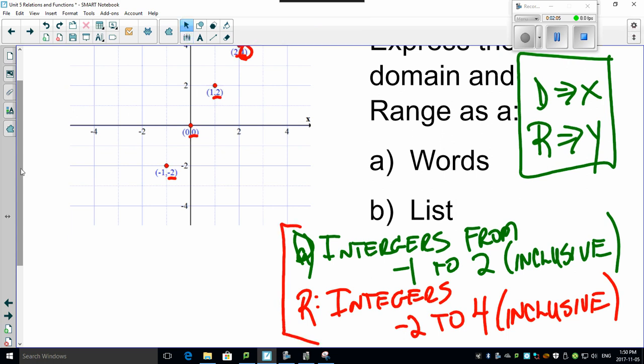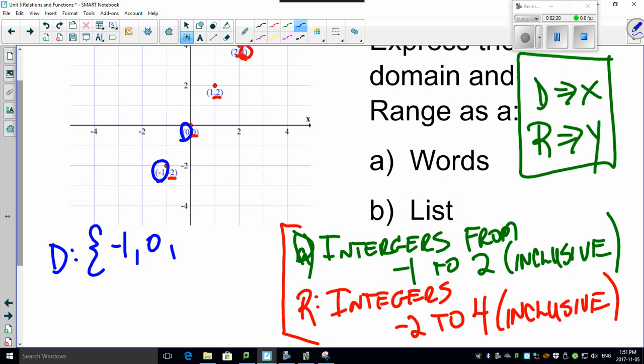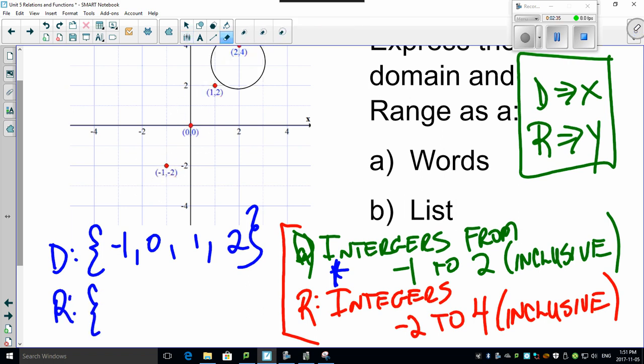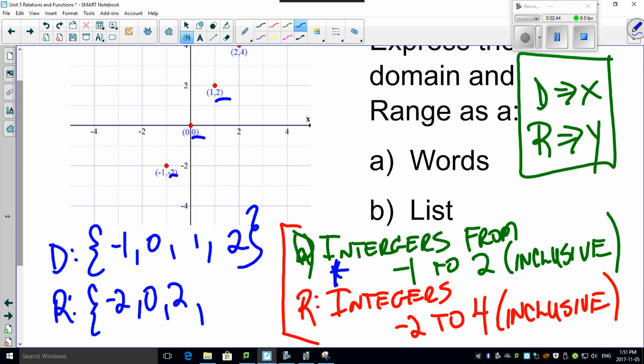Okay, let's use a list. You'll like a list a lot better. A list means, okay, here's domain, give me a list of the integers. The list of the integers, or I should say the list of the X values are -1, 0, 1, and 2. Done. I think that's a lot simpler than even trying to describe it in words. Look at the range. The range is, okay, let me clean this up so we can see it. There they are, okay, is -2, which is that guy, 0, 2, and 4. And that would be the range using a list.